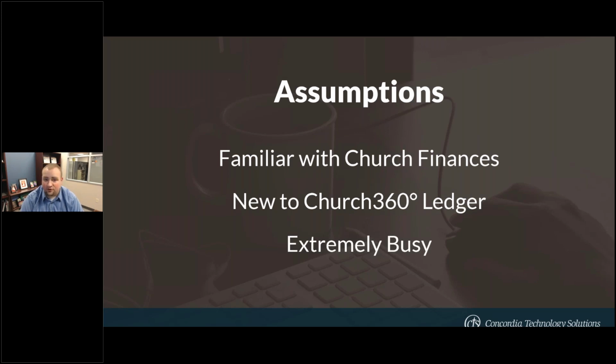And finally, I'm assuming you're extremely busy. So if you need to step away, if you need to be interrupted, that's fine. This is not as important as the ministry work that you are doing. This is a tool for ministry. This is not your ministry itself. So that's why we're recording it. You can follow up after the fact. If there's anything you need to listen to again, that'll be available to you.